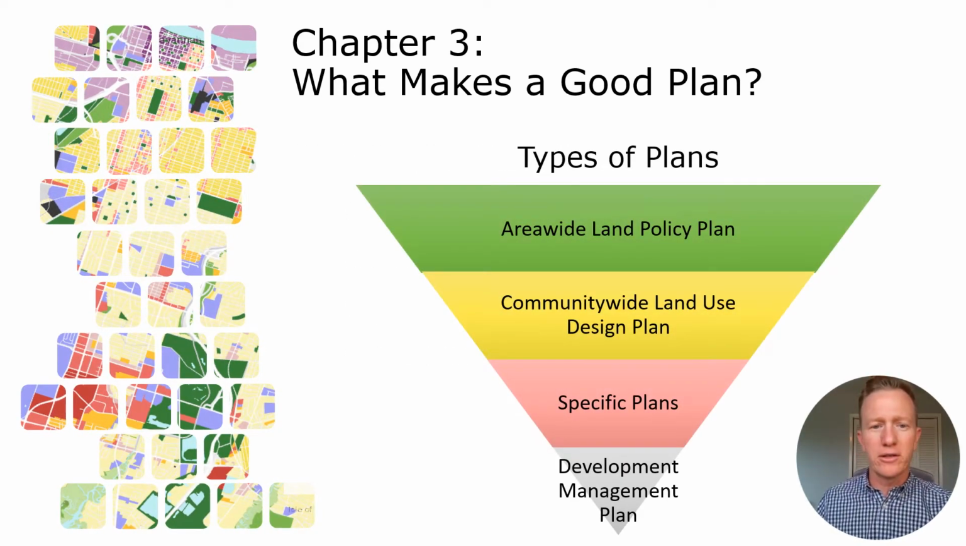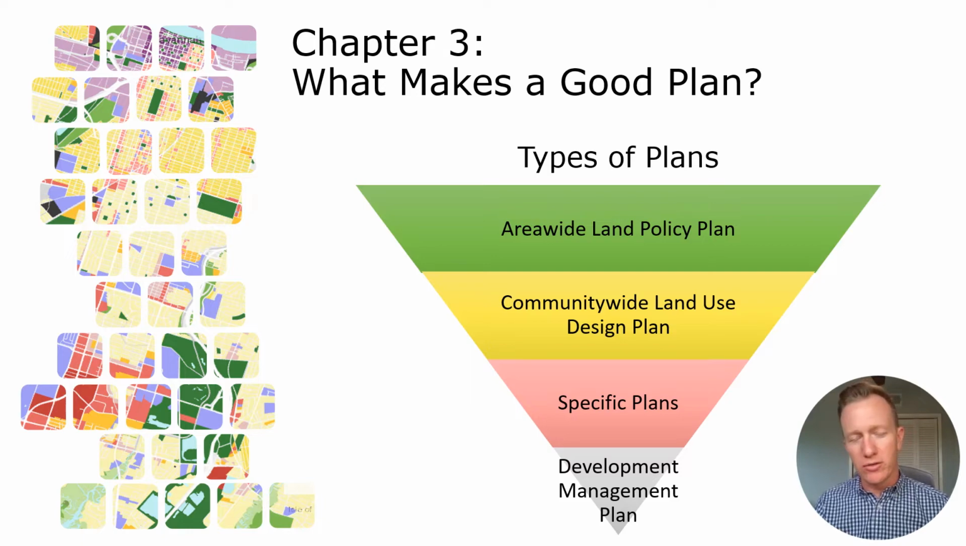So now we're going to change gears. We've talked about the purpose of a plan, and now we're going to look at the different types of plans that you might be preparing. This image shows that you have an area-wide land use plan, which is very general, and from there you move down to a community-wide land use design plan. That's what we might call in California a general plan. Then you have specific plans, and then you have a development management plan.